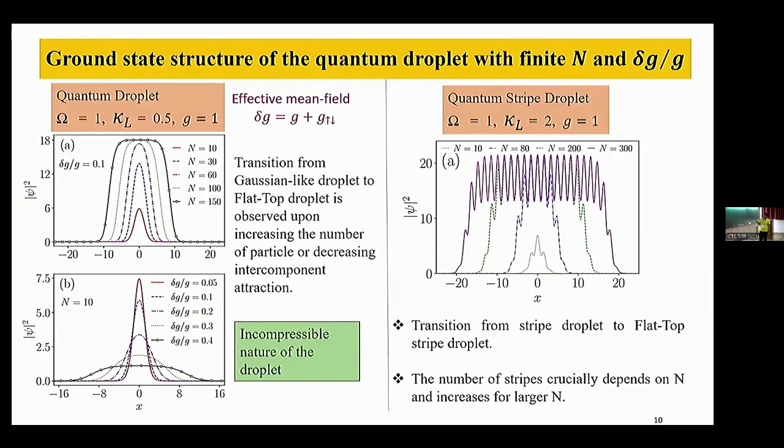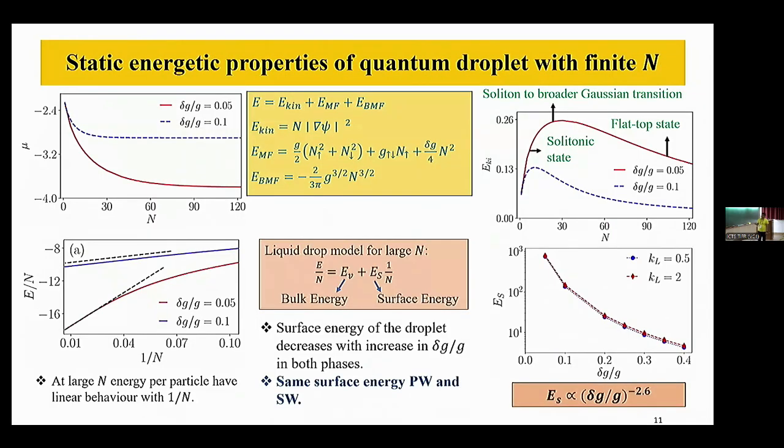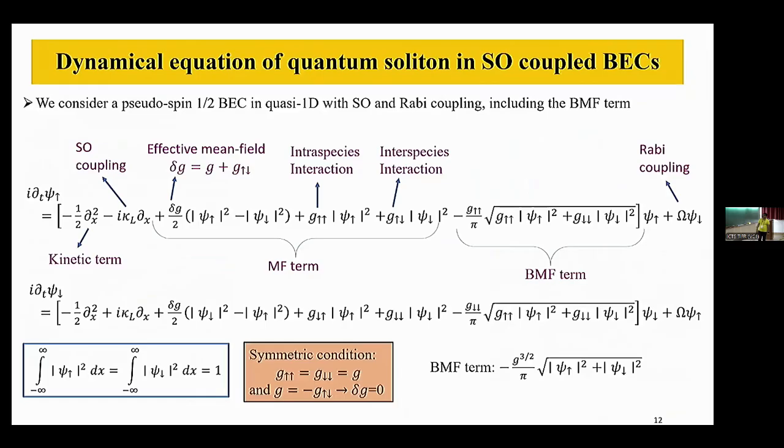And what we can see here is that if we use a very high spin orbit coupling, then instead of having this smooth pattern, we can have this stripe pattern in the system, and we can also make a droplet-like structure but with a stripe. So with this, we identified, using the chemical potential and total energy present in the system, the transition from the soliton-like droplet to the flat top droplet, which is closer to the classical droplet. And then we further studied several of its behaviors.